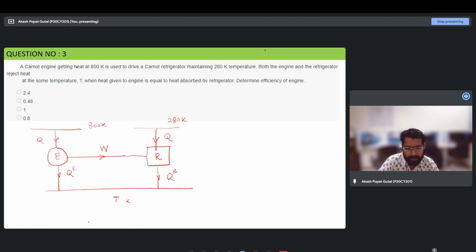So we have three things similar. First is the temperature of the bath to which both the systems are rejecting the heat. Second, the work done by the engine and the work done on the refrigerator. And third, we have the same heat absorbed from their respective hot and cold baths. So these three things we need to use to solve this problem.